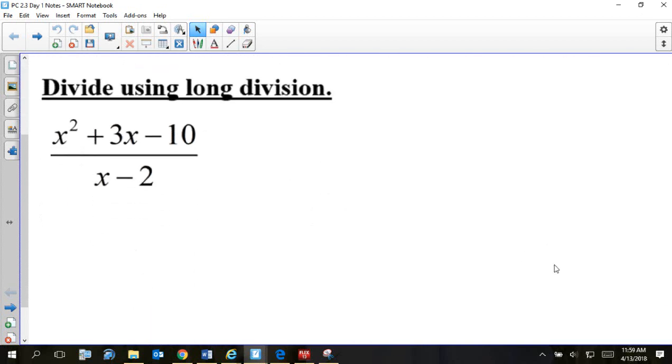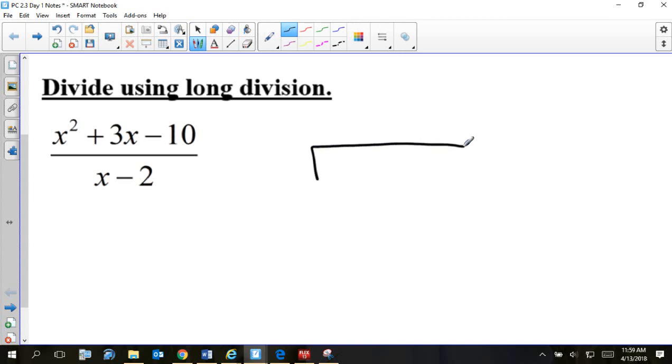So we're going to divide using long division. First thing I want to do is make it look like long division. The thing you're dividing by, the x minus 2, the divisor, goes outside. And then we've got x squared plus 3x minus 10 underneath.